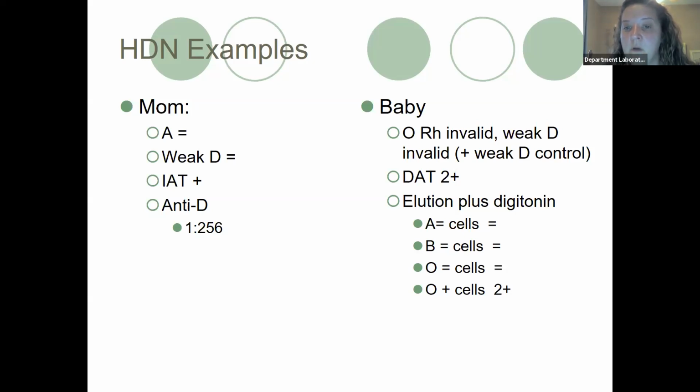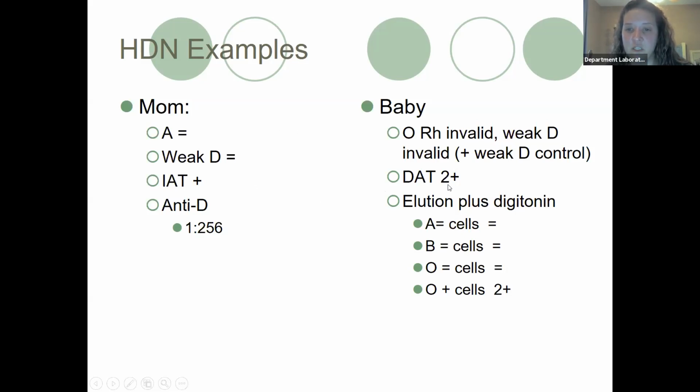In this example, because mom's titer is so high and the baby's DAT is positive, we are actually getting a weak D positive control. So, and that is another example that lets you know that antibody is coating baby cells at a very high rate, right? So this would be an example of where this baby is in severe respiratory distress, okay? For these babies, this baby probably needs an intrauterine transfusion. This would be a severe case, all right?